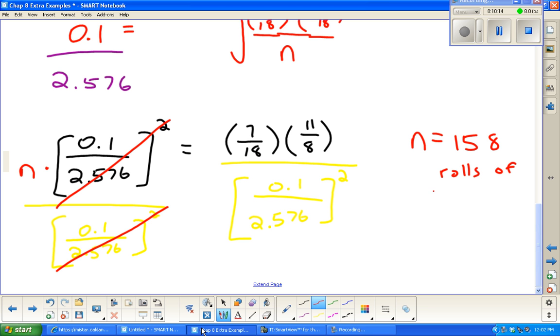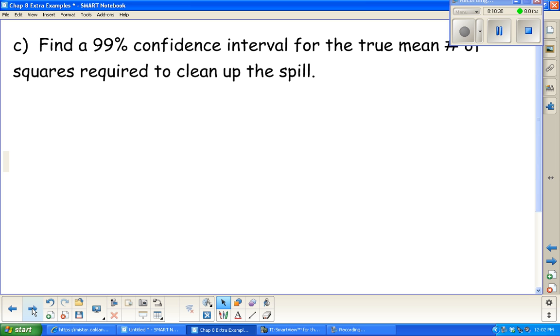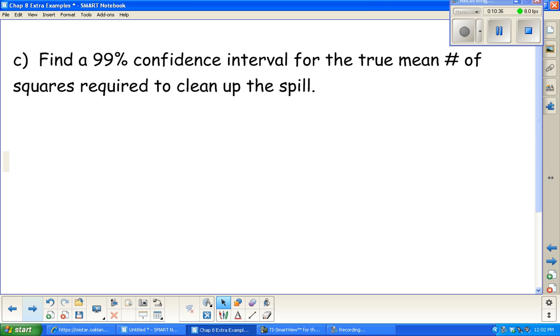Always answer in context. It's a good idea just to relate back to the question. So there's the find-the-sample-size problem. Now let's do one other one. I do want to do a confidence interval for this, but let's do it for a mean here. Let's say we want to find a 99% confidence interval for the true mean number of squares required to clean up the spill. So let's go back to our original data and find the interval for that.